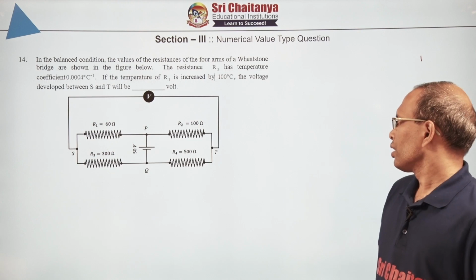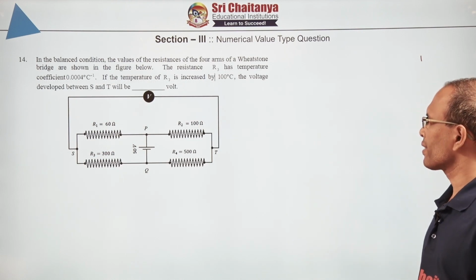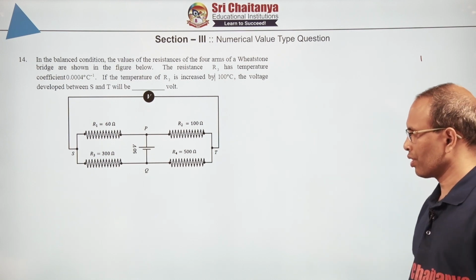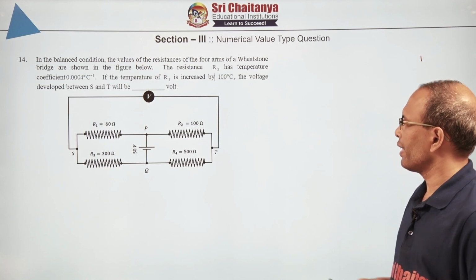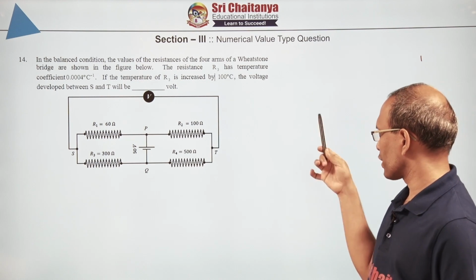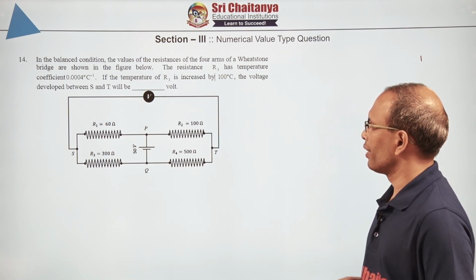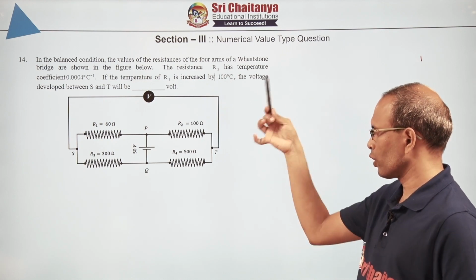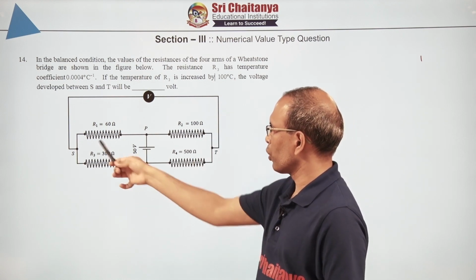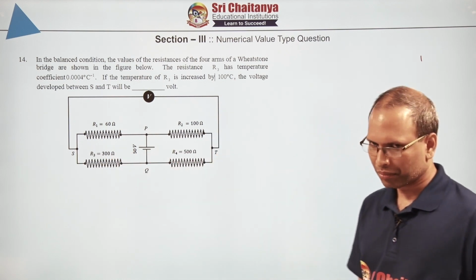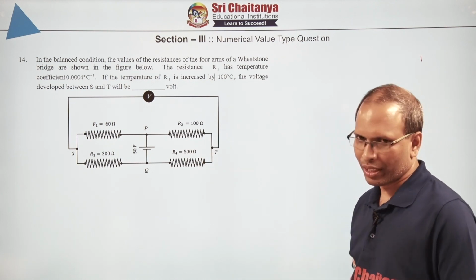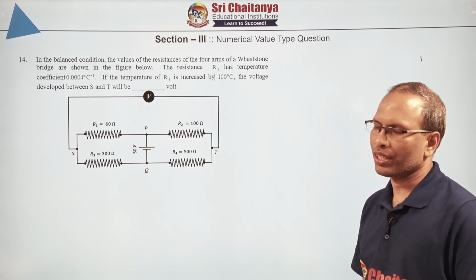Now let us see the next one. 14th question. In the balanced condition, the values of resistance of the four arms of the Wheatstone bridge are shown in the figure. It is a balanced condition now. The resistance R3 has a temperature coefficient of 0.0004. If the temperature of R3 is increased by 100 degrees centigrade, then what is the voltage developed between S and T? That is the reading of the voltmeter he is asking. Initially, this is a balanced bridge, so the potential at S and potential at T will be the same. Now when you change this resistance because of temperature, there is a potential difference. So he is asking us to calculate that potential difference here.